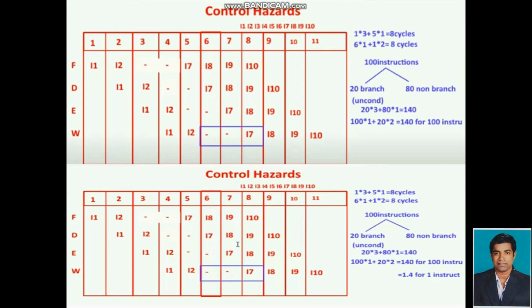Because of this, CPI is increased from 1 to 1.4, so we get some performance lag. That can be improved by rearranging instructions, or we can resolve the control hazard by a dynamic branch prediction technique, such as 2-bit branch prediction. We can eliminate these kinds of control hazards. Thank you.